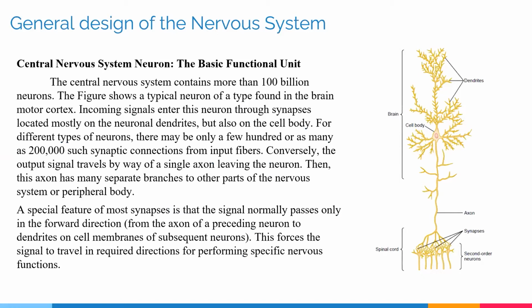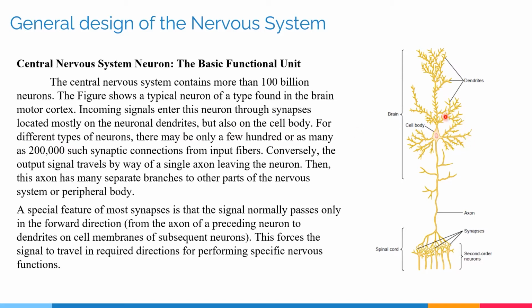First, let us look at the general design of the nervous system. As we know, the basic functional unit of the nervous system is the neuron. And the central nervous system contains more than 100 billion neurons. The figure that is shown right here shows a typical neuron of a type found in the brain motor cortex. Incoming signals enter this neuron through synapses located mostly on the neuronal dendrites, but also present on the cell body.